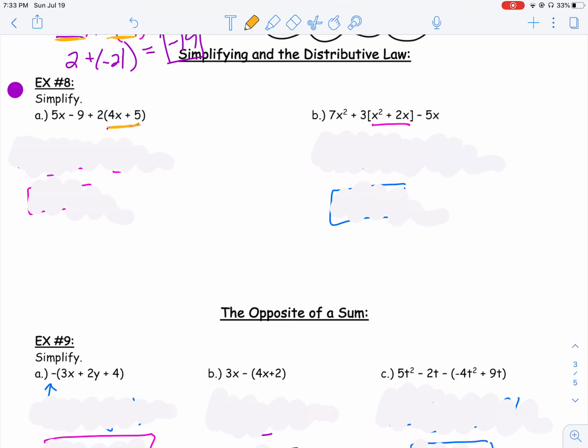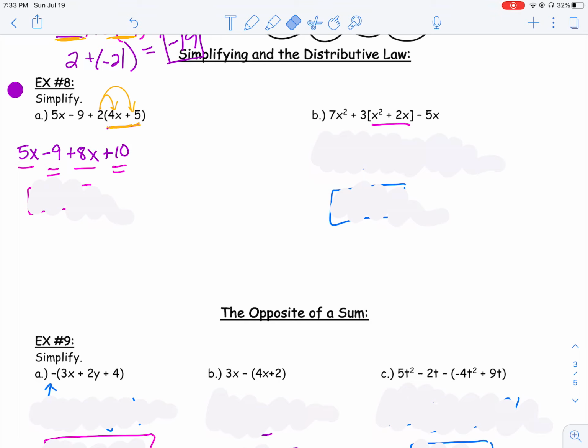But I do notice that there's a 2 right next to the parentheses, which symbolizes multiplication. And what that means is I want to make sure that I multiply 4x times 2 and the 5 times 2. So what I really want to do is distribute. Multiply every term inside those parentheses by positive 2. I still have a 5x, I still have a negative 9, but now 2 times 4x is 8x, and 2 times 5 is 10. Now I have 4 separate terms that I can try to combine any like terms.